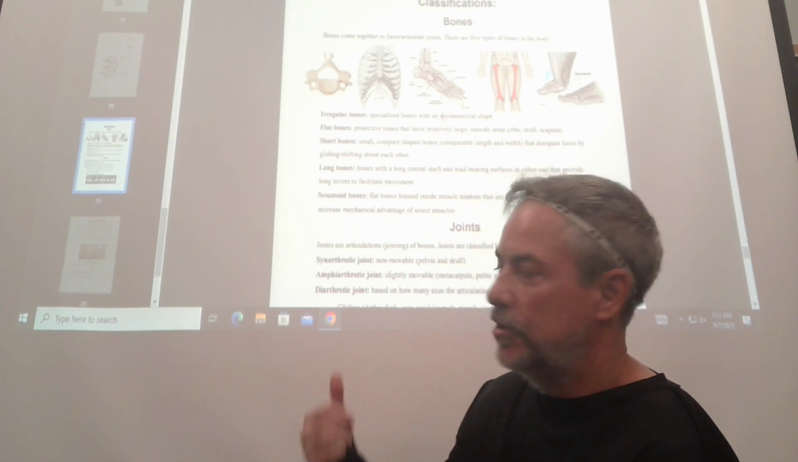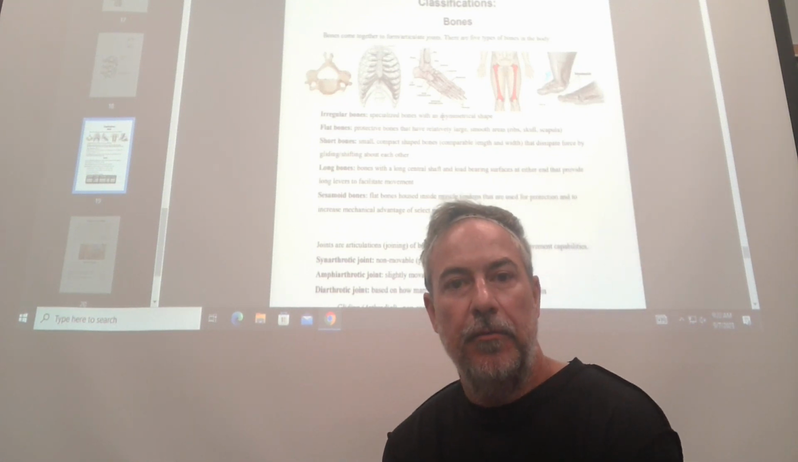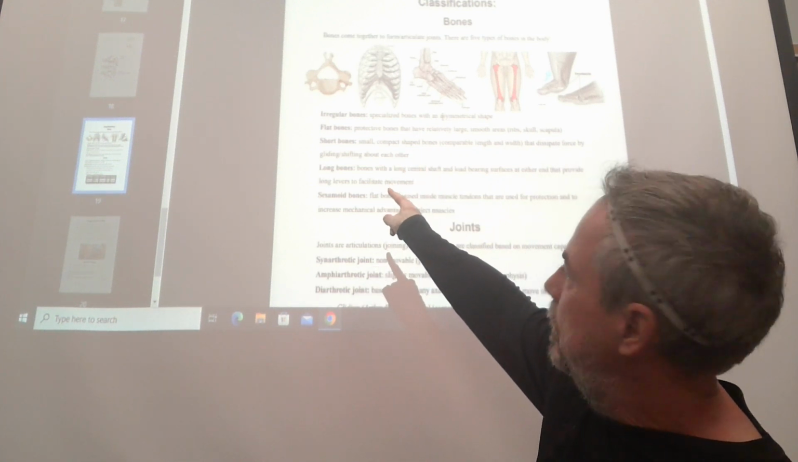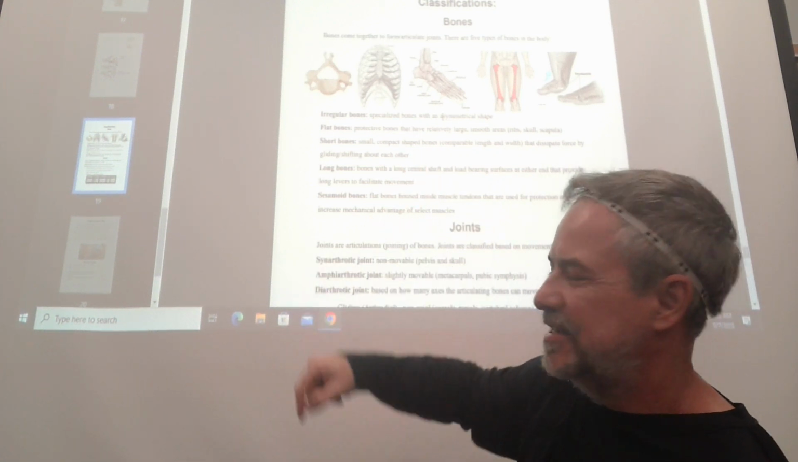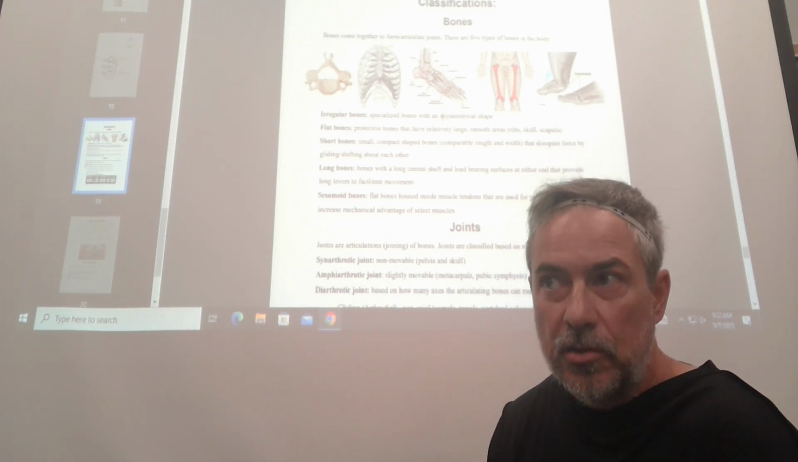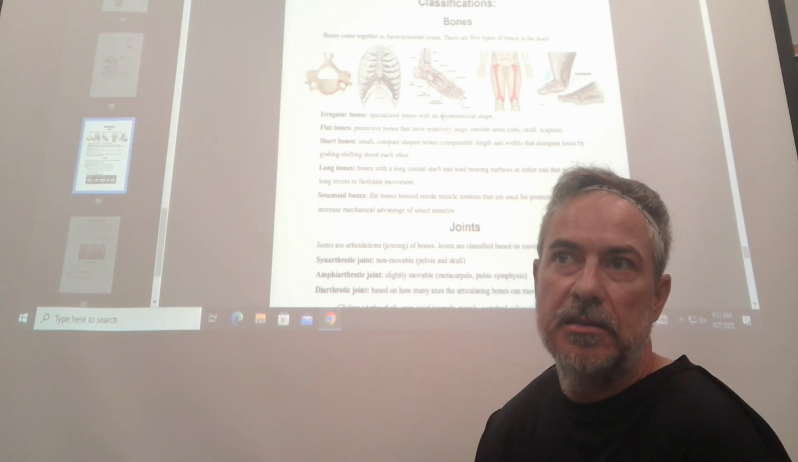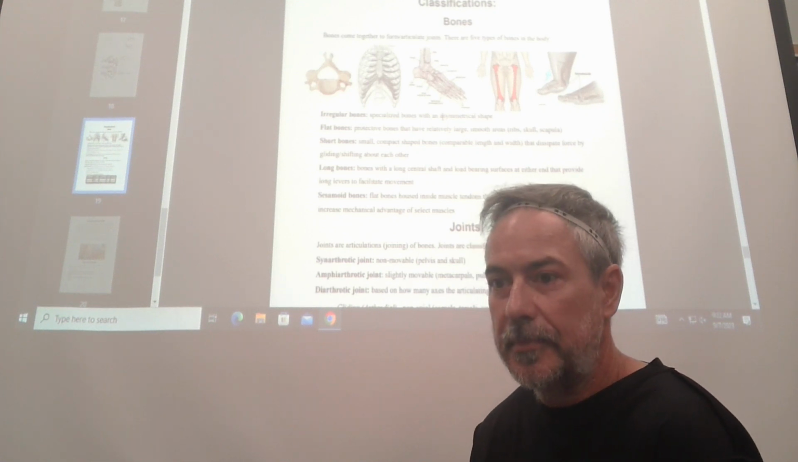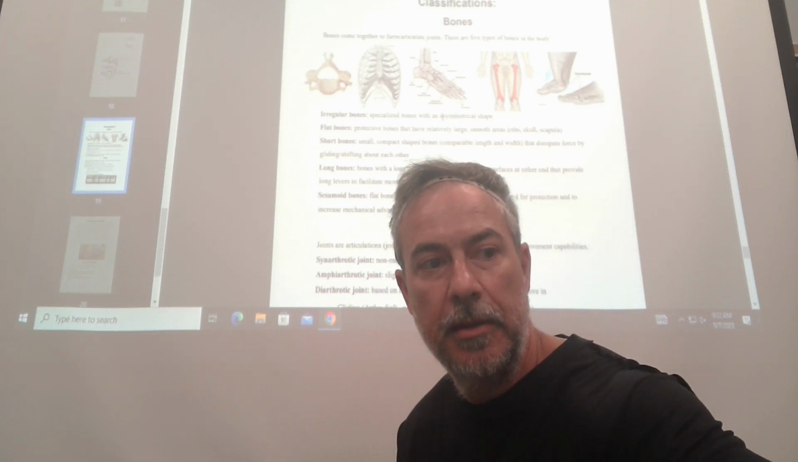So you have flat, irregular, short, and long, and then we put sesamoid. Sesamoid is a subclassification of flat, but so many students say it as its own classification that I added it to the main ones just because that's what a lot of people say.